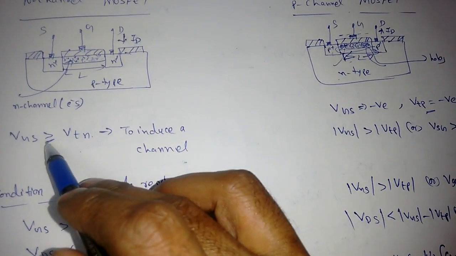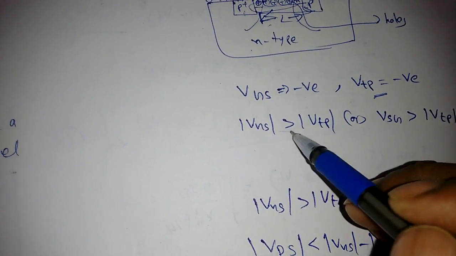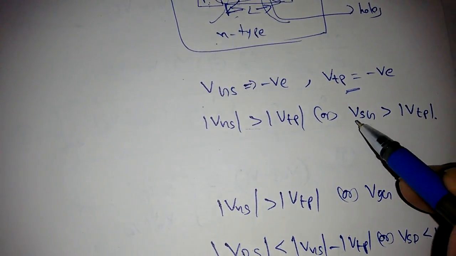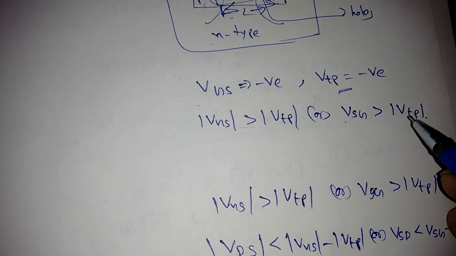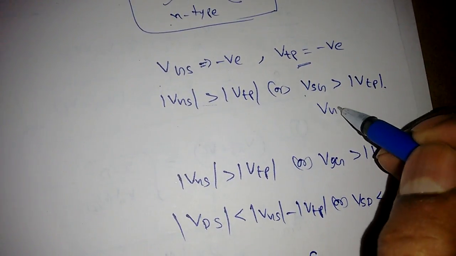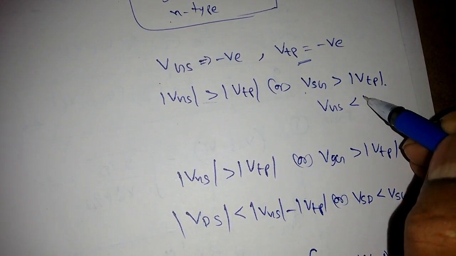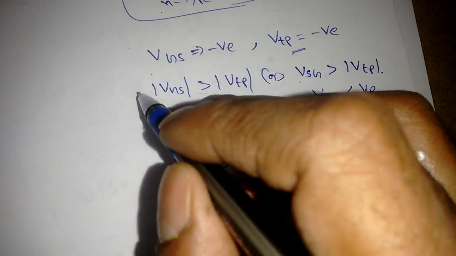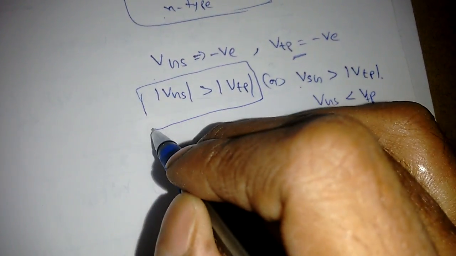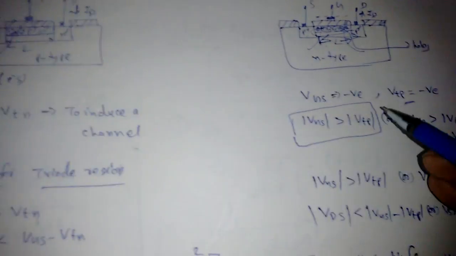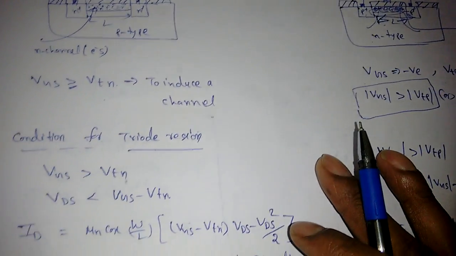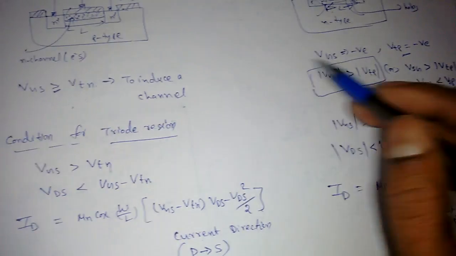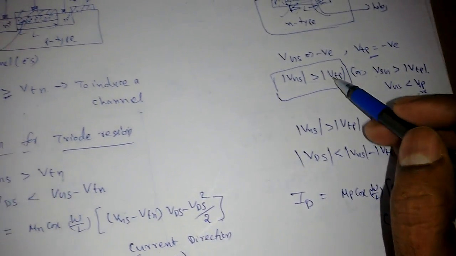So for NMOS this is VTN, and VGS should be greater than VTN. So without confusion, what we will do is take mod: mod VGS should be greater than or equal to mod VTP, or we can say VSG should be greater than mod VTP, or we can say VGS should be more negative than VTP. Because VTP is negative, without any confusion we will take the mod of this. So now for the cutoff region, VGS should be less than VTN, or we can say mod VGS is less than mod VTP for the cutoff region.